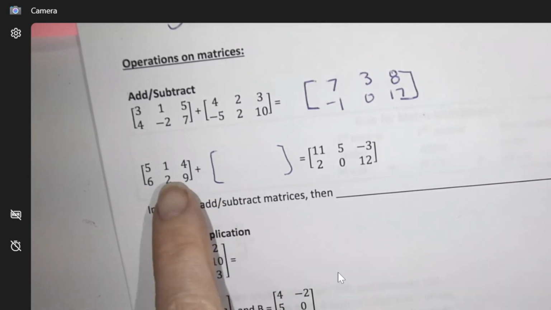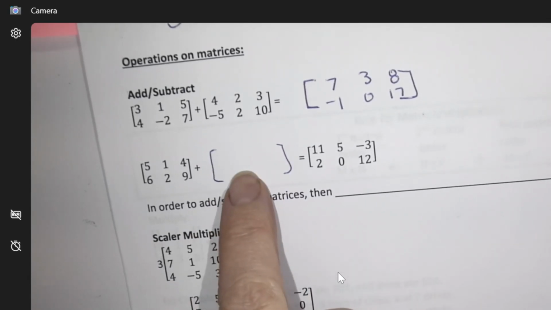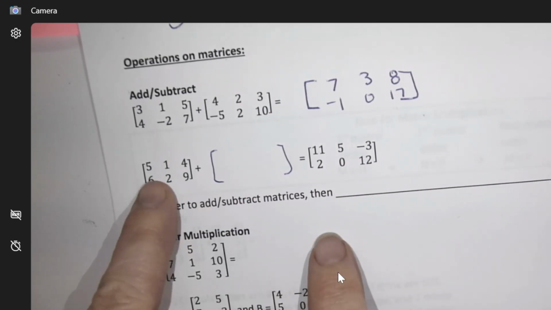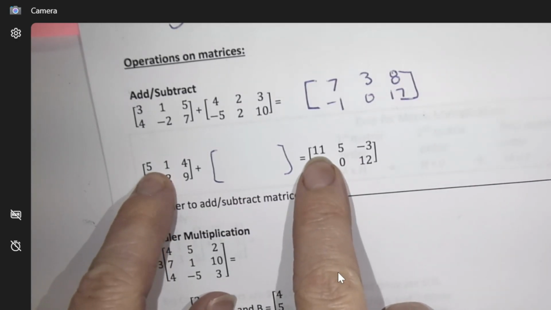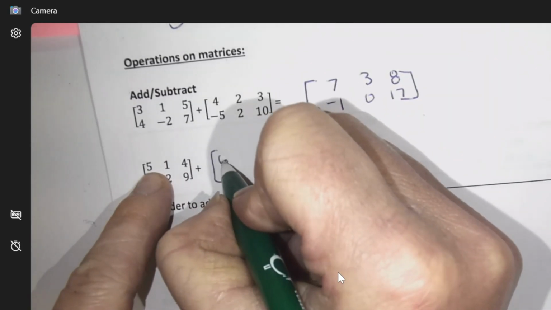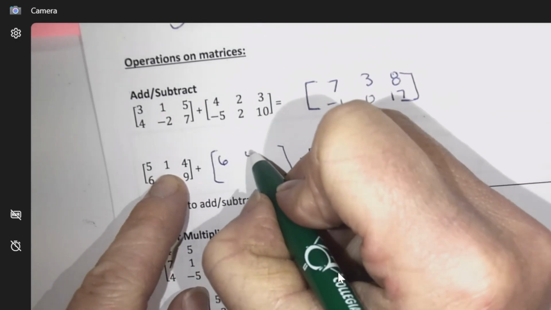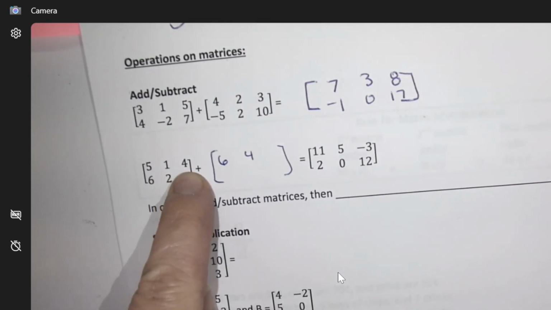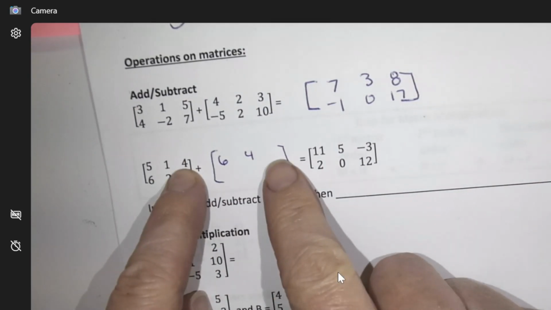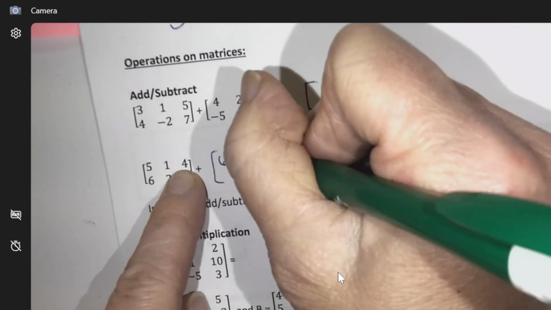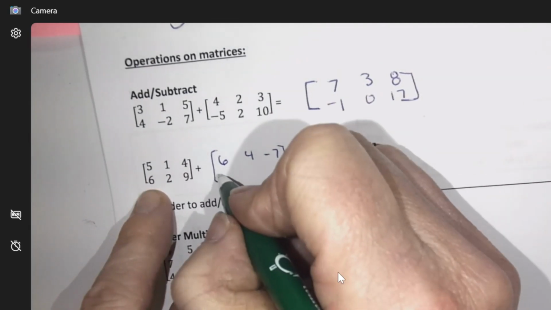Okay, so this one, I'm thinking, what do I need to add to make that? So I would need 5 plus what to make 11? That's what I'm going to do. So 6. 1 plus what to make 5? So I need a 4. This one might be a little tricky. Got to think about it. 4 plus what gets you to a -3? -7. Okay, go ahead.